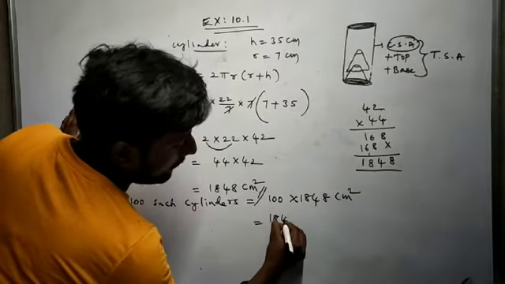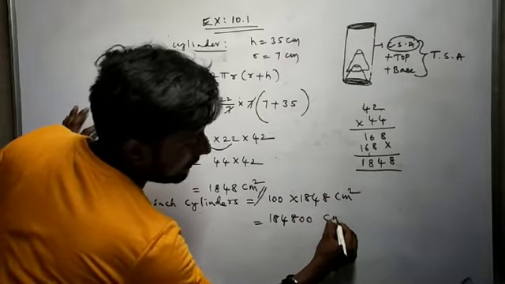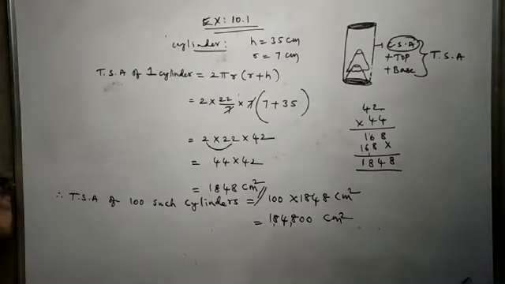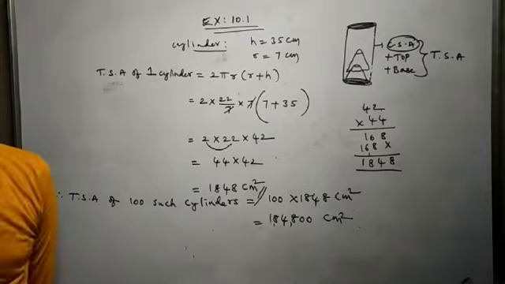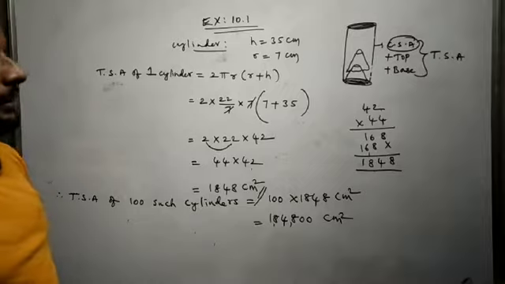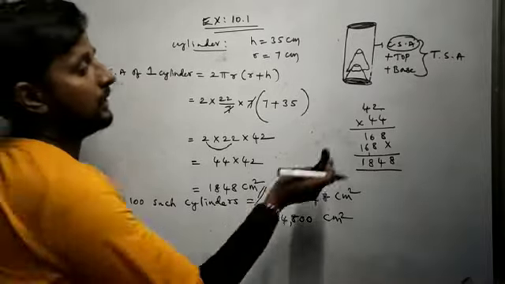So 184800 centimeter square. If you want to separate, 1,84,800 centimeter square of material we require to make such 100 cylinders to pack shuttlecocks. Okay, right?